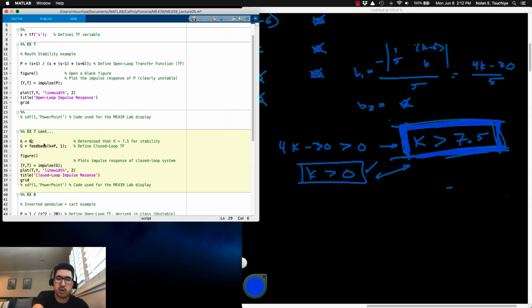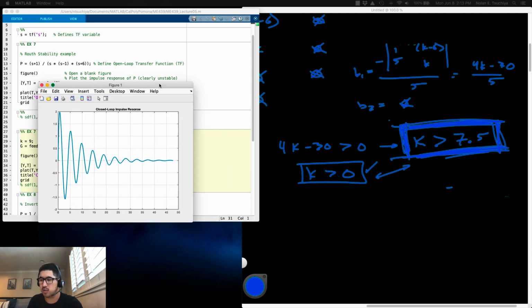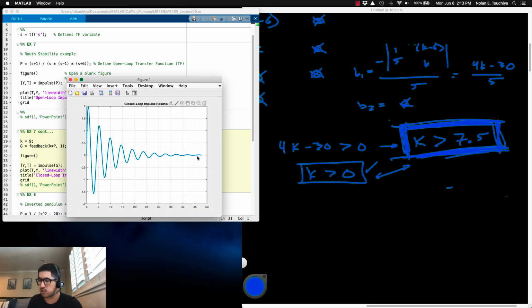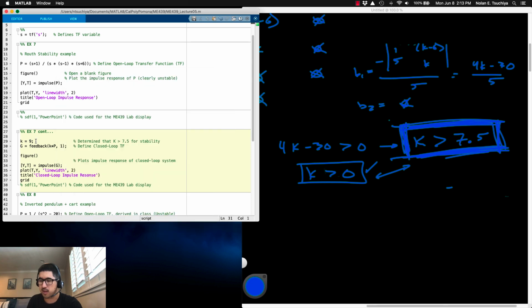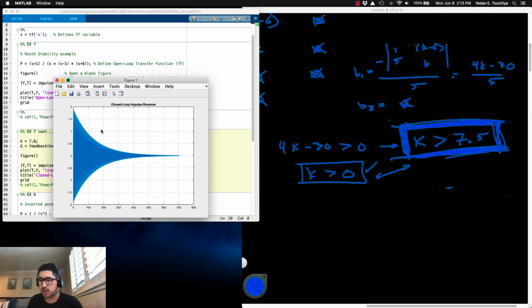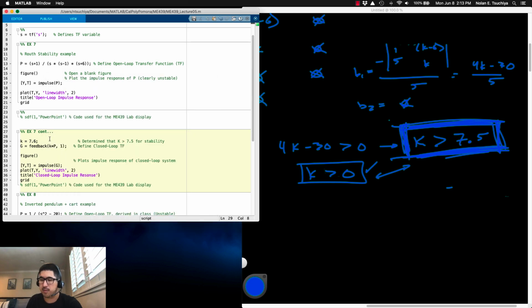So back over here in the code, if I apply a value of K that's larger than 7.5, now I should see a stable response, which I do. This response eventually decays to 0. Now as I get closer and closer to that critical value, like 7.6 for example, this is still a stable response, notice, but it takes a lot longer to converge and there's a lot more oscillation. So this is not a favorable response by any means, but it still is stable by definition.